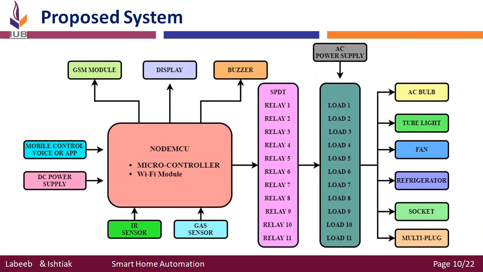Here at the bottom of the Node MCU, you will see the sensors. If a sensor detects anything, it will send a signal to the Node MCU microcontroller, and the Node MCU microcontroller will send a signal to the buzzer as well as the display. And it will send a message to our mobile phone via the GSM module. DC power supply is given to the Node MCU to turn it on. And AC supply is given to the load as usual to power the load.